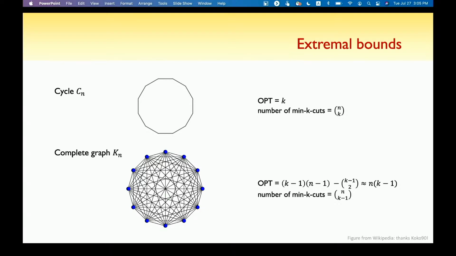So if you do this, then you can see that the opt, when n is much larger than k, is essentially n times k minus 1. And then the number of minimum k-cuts here is exactly the number of ways to choose k minus 1 vertices, which is n choose k minus 1.